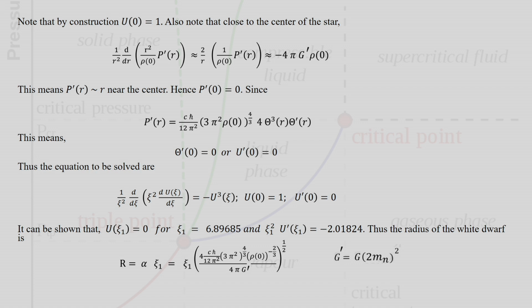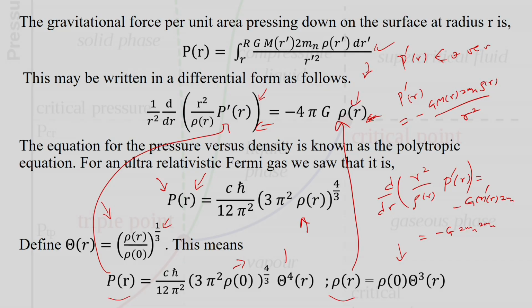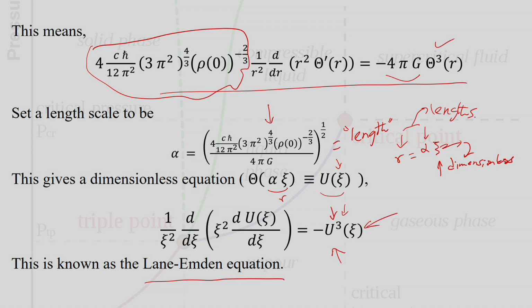So now, what are the boundary conditions? Of course, I am not really looking for a general solution, I want a specific solution consistent with my physical boundary condition. Recall that theta of r was nothing but this ratio. If I put r equal to 0, I will clearly get theta of 0 equals 1, just by definition. So that is one boundary condition, and theta of 0 means u of 0. So u of 0 and theta of 0 are the same thing.